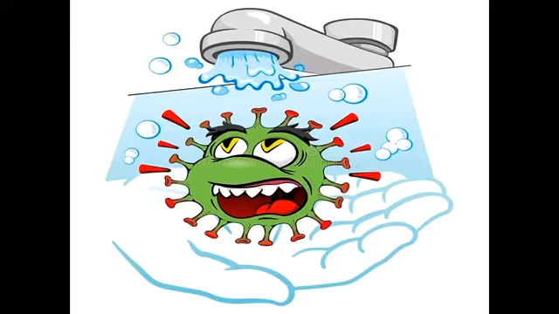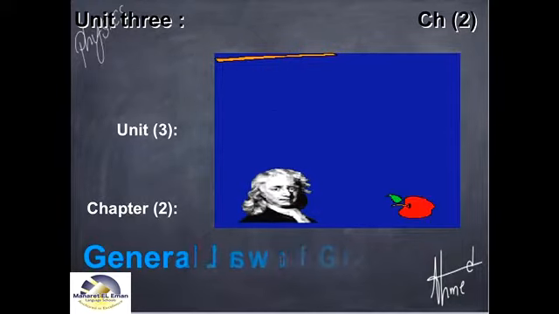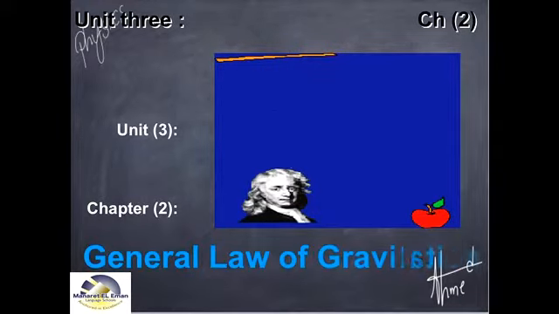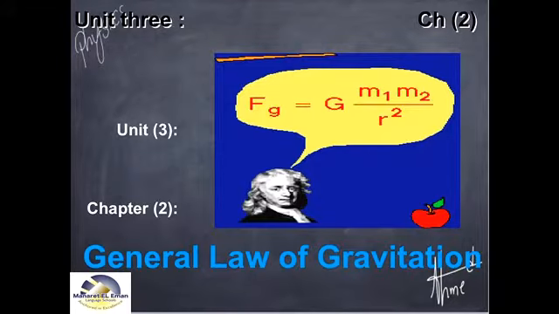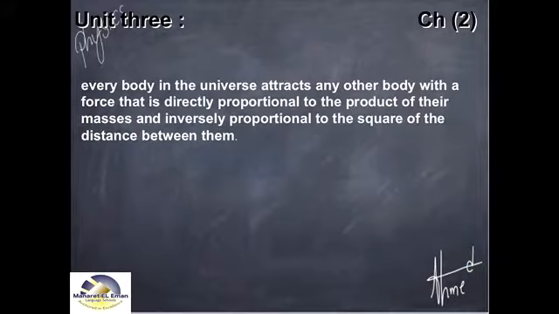For explaining a new lesson in physics, Unit 3, Chapter 2, which is the general law of gravitation, the main and general law stated by Isaac Newton. He stated that everybody in the universe attracts any other body with a force that is directly proportional to the product of their masses and inversely proportional to the square of the distance between them.